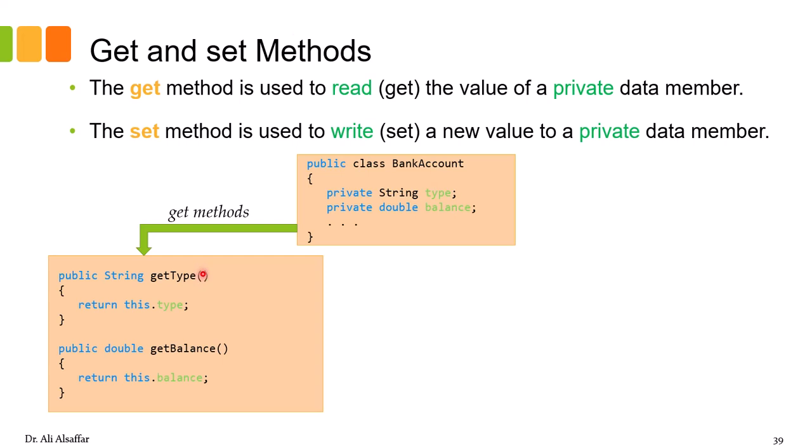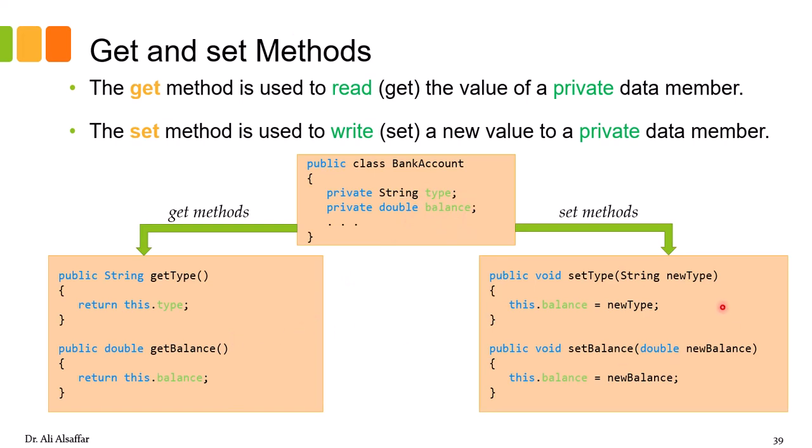For get methods, you don't need an input parameter, and don't forget inside to write return, because these methods will return a value. And what are you going to return? You're going to return the private data member, which is type. So return this.type. For the second get method, the return value is double because the balance is double, and you don't need an input parameter, and the name is getBalance. Why? Because the name of the data member is balance. So you name the get method getBalance, and this.balance will return the value to the user.